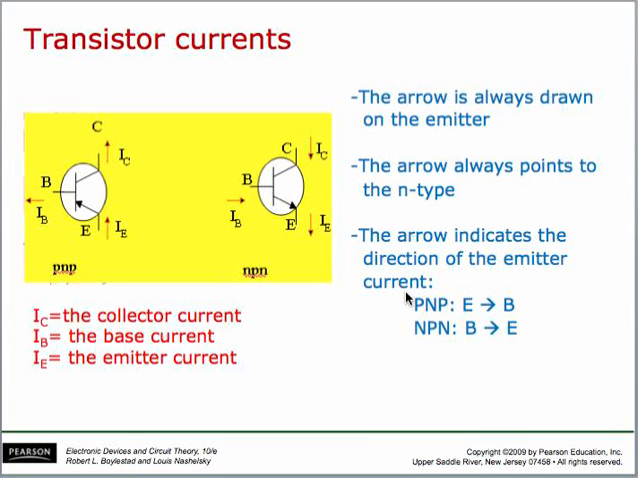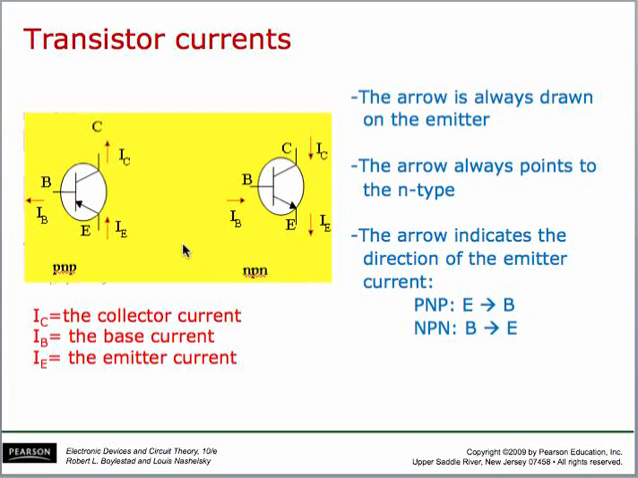Now this slide shows you more terminology associated with PNP and NPN transistors. As I mentioned just now, the arrow is always drawn on the emitter, whether it's PNP or NPN. For PNP type, the arrow is pointing in. For NPN type, the arrow is pointing out, and the arrow indicates the direction of the emitter current. So for a PNP transistor, you have the current coming from the emitter into the base, and for an NPN transistor, you have current coming from the base terminal going out into the emitter.